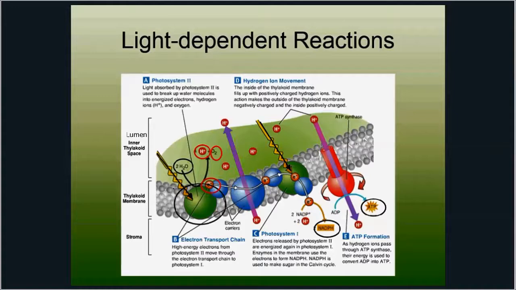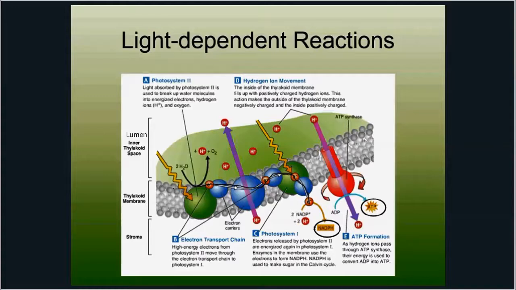So this is getting a little busy right now, so I'm going to go ahead and erase some of this so we can follow what is going on with the electrons. So the high energy electrons from photosystem 2 move through the electron transport chain to photosystem 1. So you can follow it here. I just kind of drew it with that black line, but you can follow it with the arrows here.